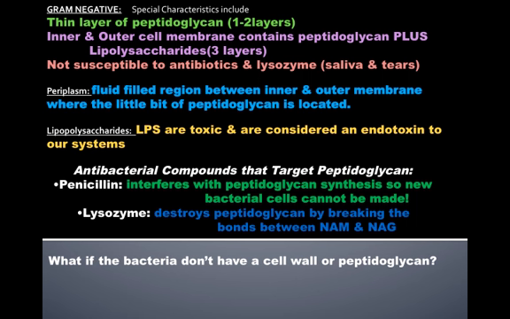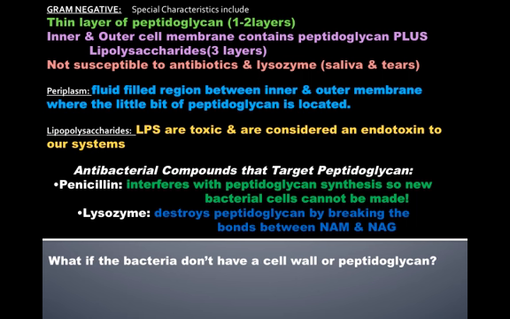The lipopolysaccharides, or LPS, are toxic and are considered an endotoxin to our system. So when the body is attacking the bacteria, as the bacteria break down, the cell wall breaks up, that LPS is released and it gets into our bloodstream. Now what that does is it actually causes a person to go into shock and eventually into septicemic shock. So it's something that you can die from, unfortunately.